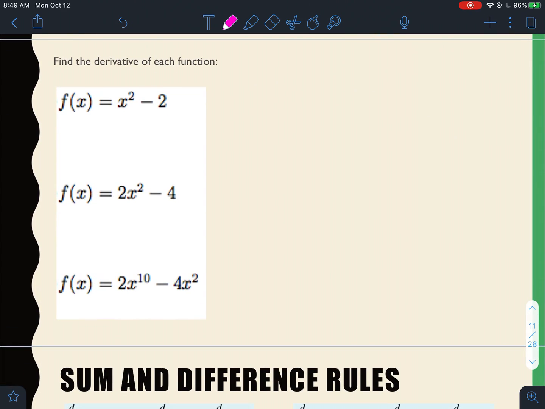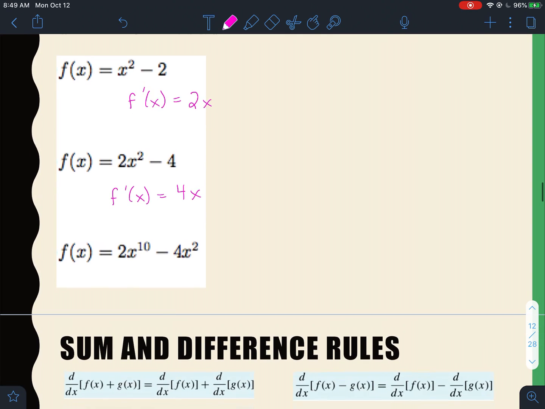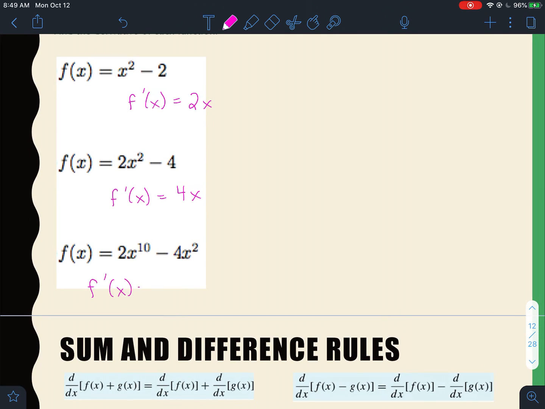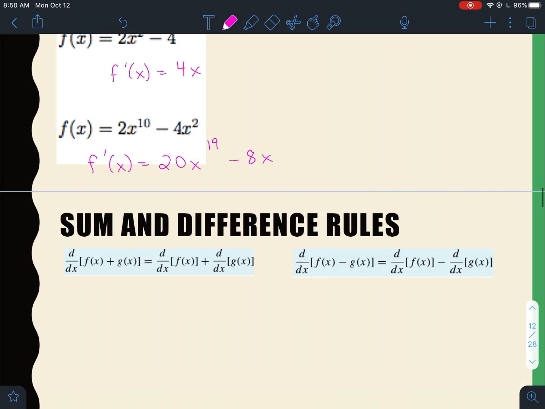So let's go ahead and just do some basic ones. So what is the derivative of f of x equals x squared minus 2? Well, the derivative of x squared would be 2x, and the derivative of negative 2, since it's a constant, is 0. So the derivative would just be 2x. The derivative of 2x squared minus 4 would be 4x. The derivative of negative 4 is 0, so it'll just be 4x. The derivative of 2x to the 10th would be 20x to the 19th, and the derivative of negative 4x squared would be negative 8x. So we get 20x to the 19th minus 8x as the full derivative.